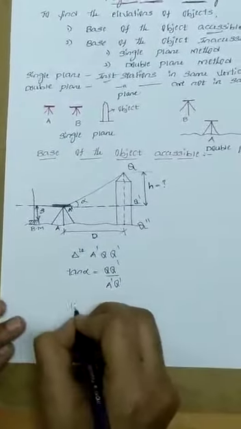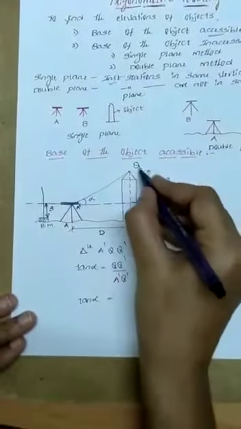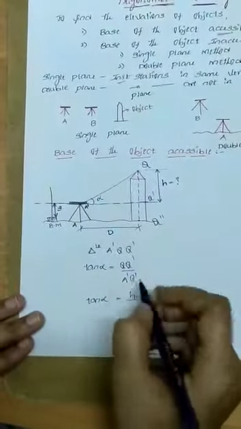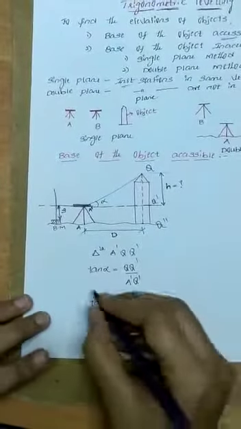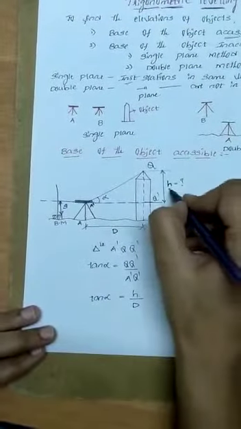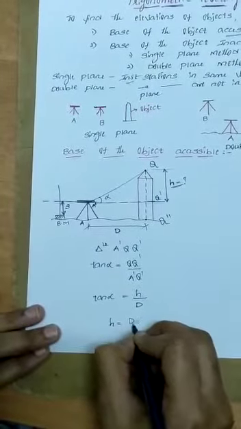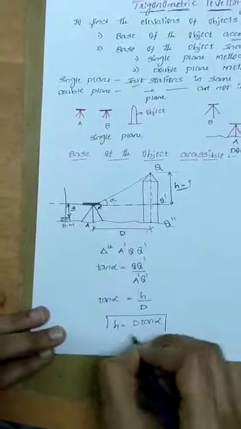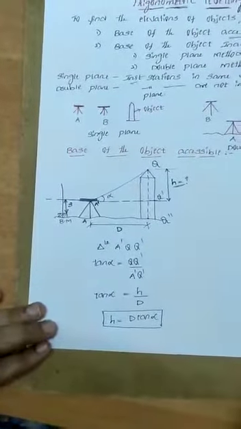Now observe from the figure, tan alpha equals Q Q dash, which is the h value, divided by A dash Q dash, which is the distance d value. Now cross multiply. Your aim is to calculate this h value. h will be equal to d into tan alpha. This is the formula to calculate the height of an elevated object when the base is accessible.